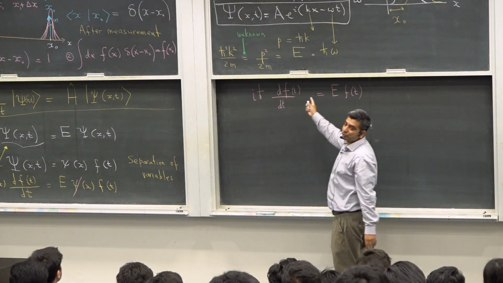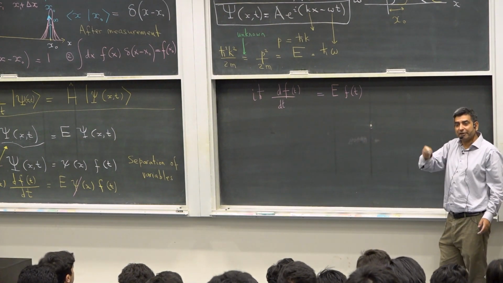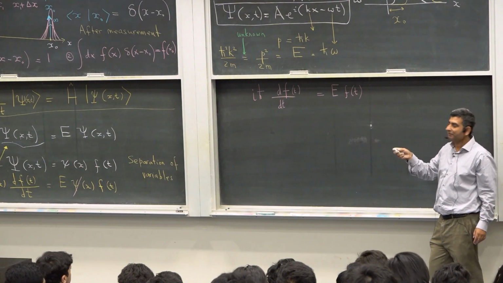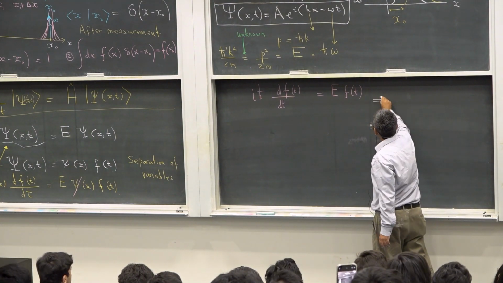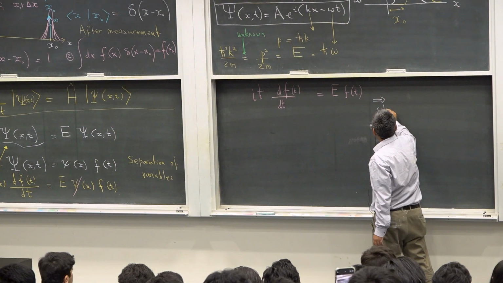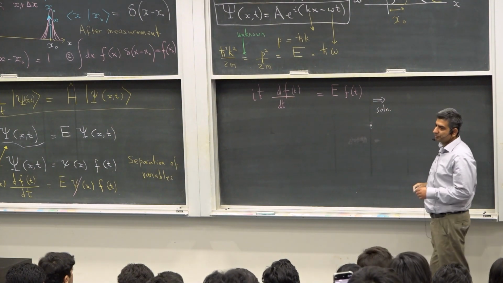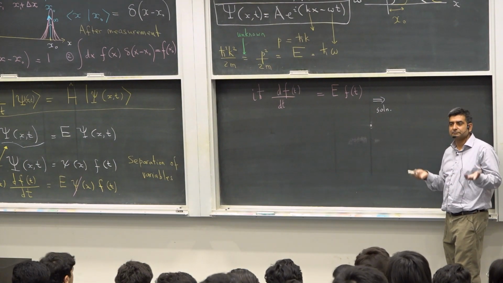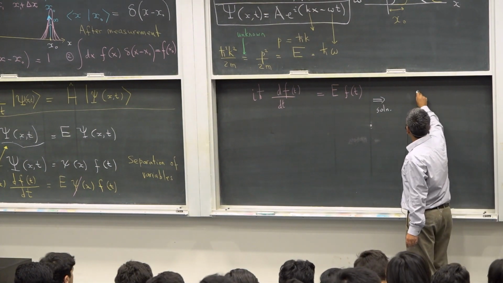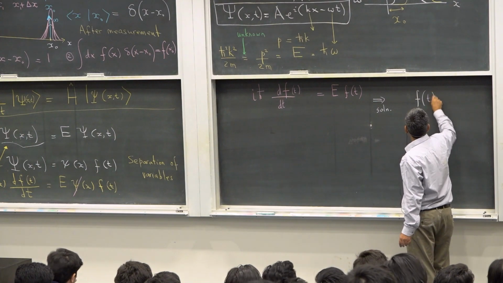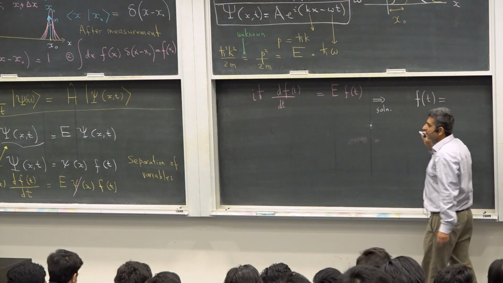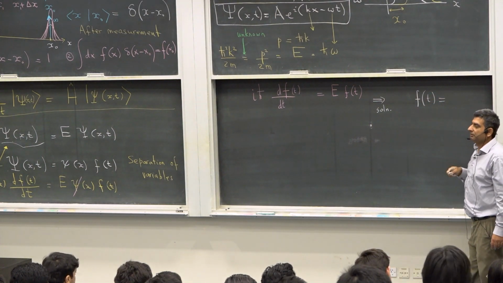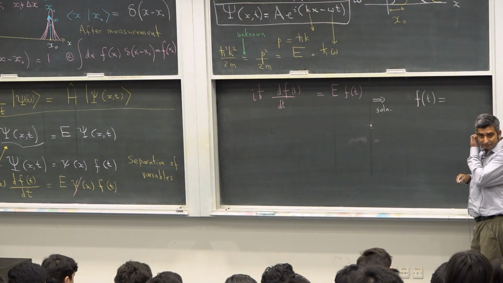You already know how to solve this. So the solution to this equation, can you just speak up? The function of time is equal to some constant. I'm not writing down the constant. What's the solution?